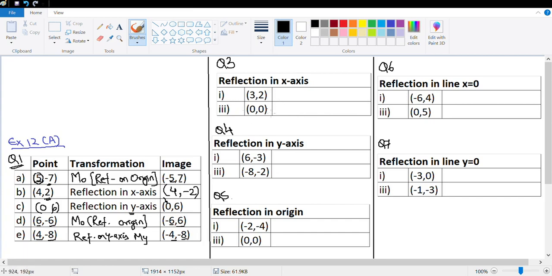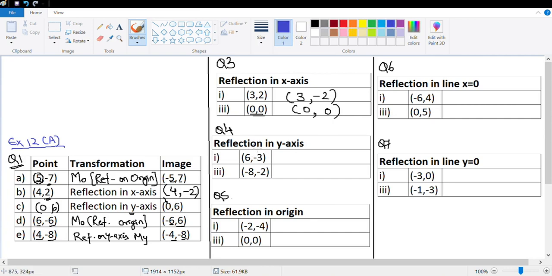And let's look at question number 3. Question 3 says, state the coordinates of the following points under reflection in x-axis. So when you reflect in x-axis, the sign of y changes. Yes, so sign of y changes, which means 3 and 2 will remain the same, but the sign of y will change. This will become -2. 0, 0. So the sign of y will change, which is 0. Even if I have -0, it doesn't matter. So this is your answer.